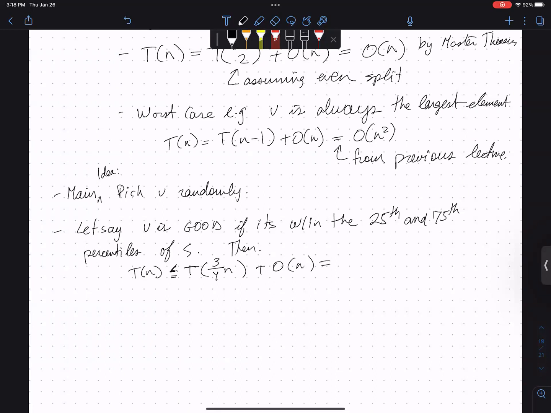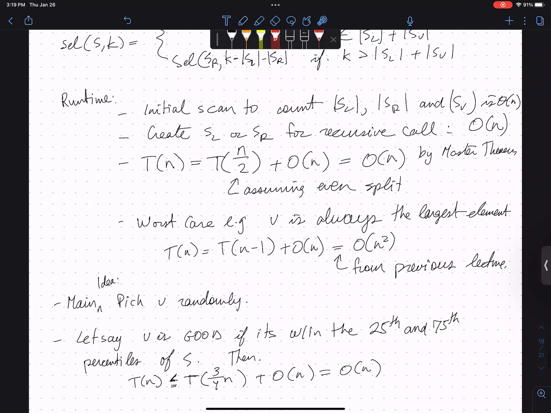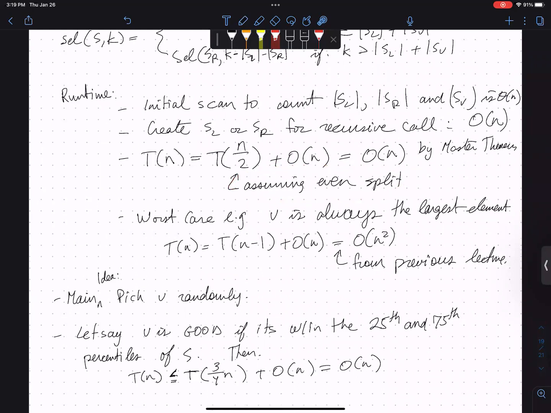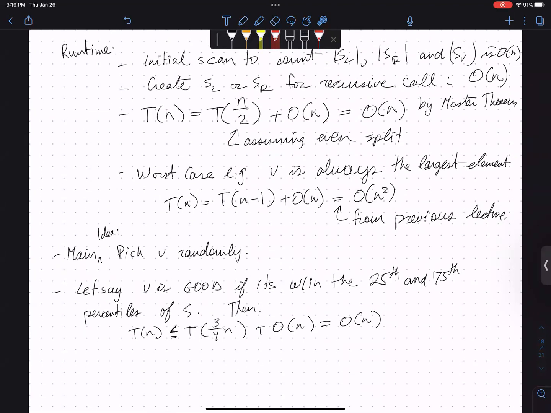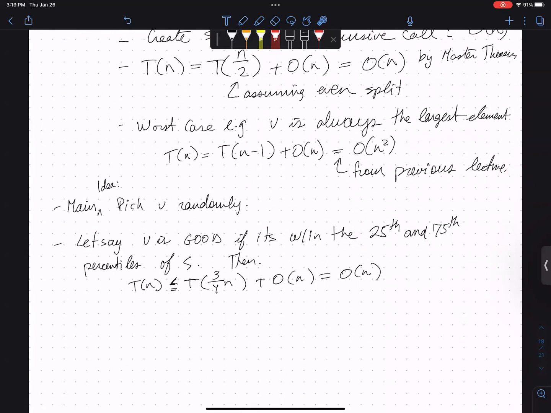And again, if you look at the master theorem, this is still linear in n. So that's why we're saying it's good. Before, we were assuming an even split, which is hard to get right in the middle. But I've weakened the condition: even if it's not an even split, as long as we're in the middle 50% of elements, our algorithm will still be linear time.